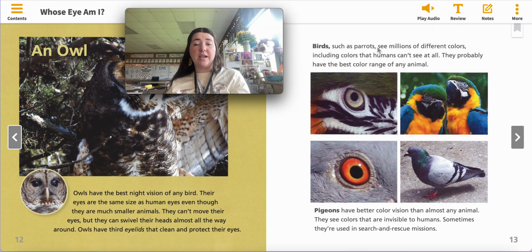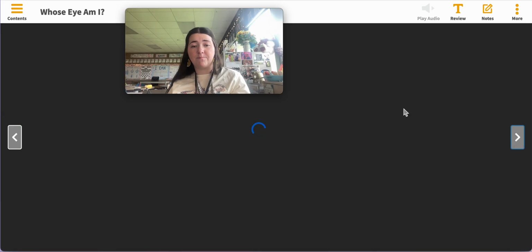Birds, such as parrots, see millions of different colors, including colors that even humans can't see at all. They probably have the best color range of any animal. Pigeons have better color vision than almost any animal. They see colors that are invisible to humans. Sometimes they're used in search and rescue missions. So birds can see colors that even we can't see, which is crazy.